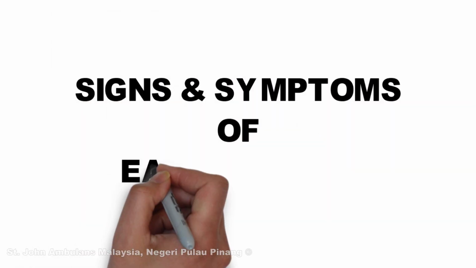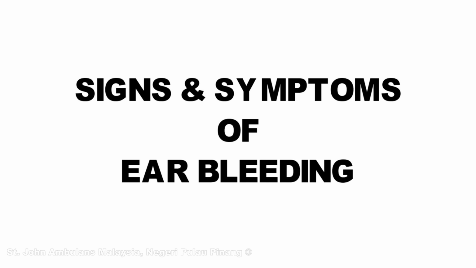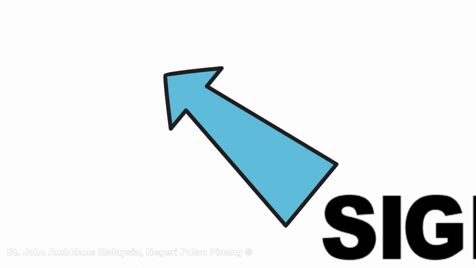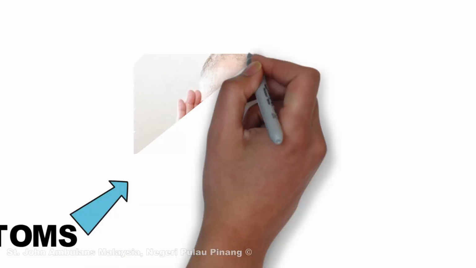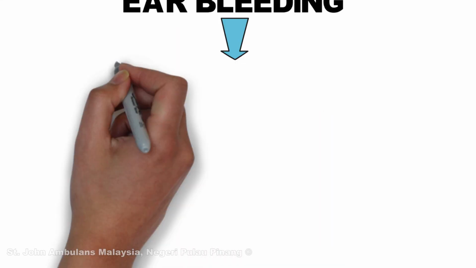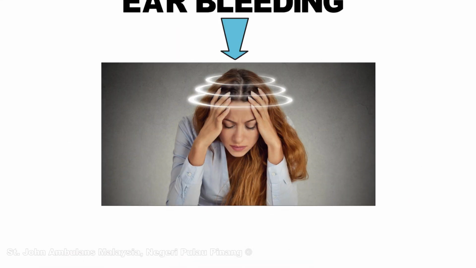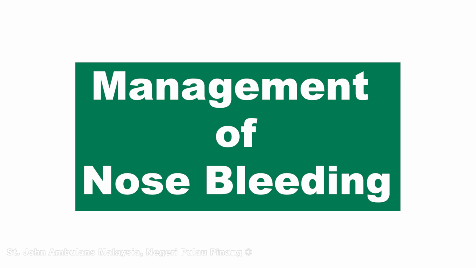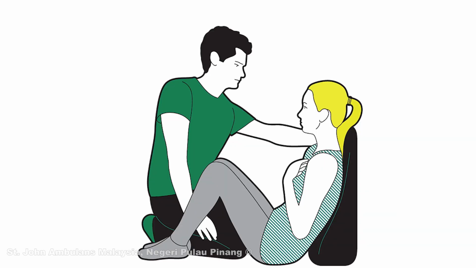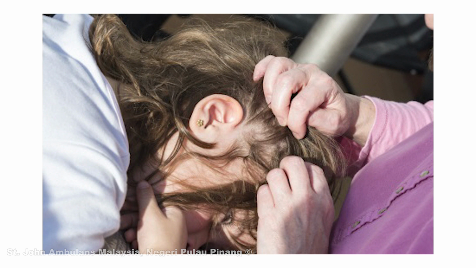A victim presenting with ear bleeding may have the following signs and symptoms, such as sharp pain over the affected ear. He may have deafness and possibly dizziness as well. Management of ear bleeding: the first thing is to help the casualty into a half-sitting position. Tilt his head to the injured side so that this will allow the blood to drain freely from the affected ear.